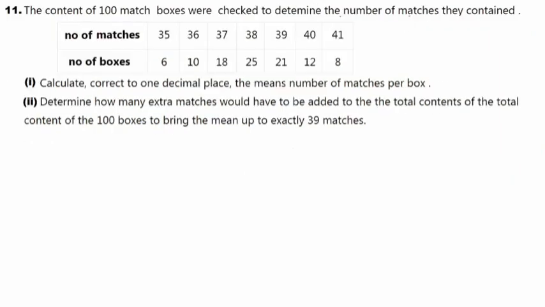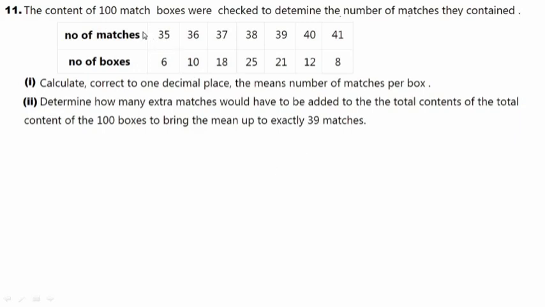Let's have another question. The next question is question number 11. The contents of 100 match boxes were checked to determine the number of matches they contain. A data table is given, with the number of matches and the number of boxes. That means 6 match boxes contain 35 matches, 10 match boxes contain 36, 18 match boxes contain 37, and similarly it continues. Now you need to calculate, to one decimal place, the mean number of matches per box.